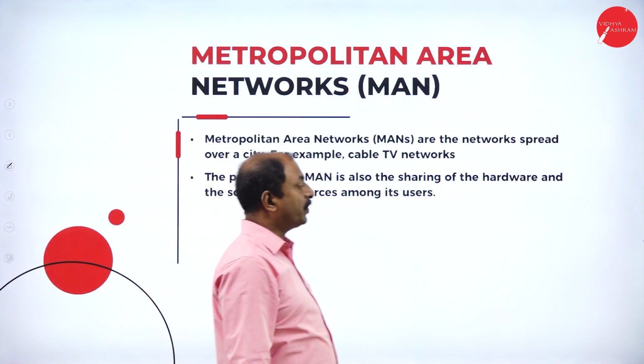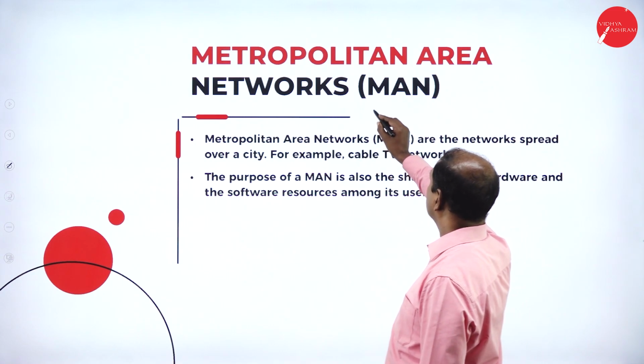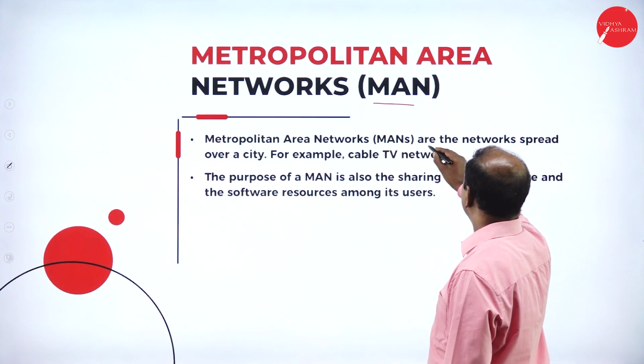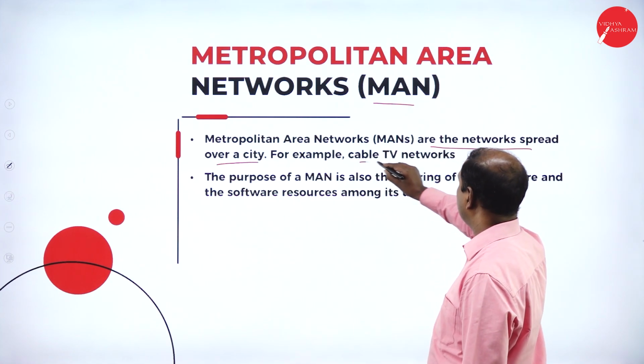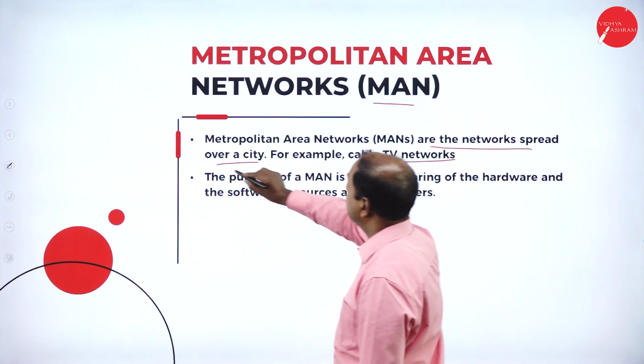Now, the second type of computer network is the metropolitan area network. It is called MAN. So, what's the definition of this? These are the networks spread over the city, for example, cable TV network. So here the network is spread over the city.